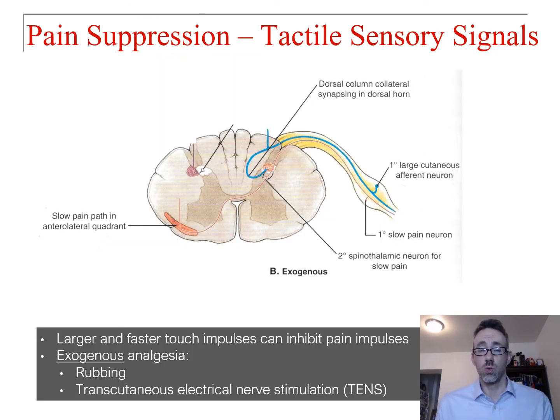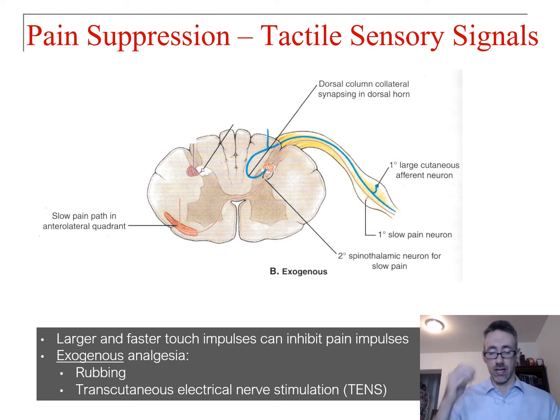In addition to having that descending pathway of pain suppression coming from the periaqueductal gray region, we can also use what we call tactile sensory signals. This is called the gate theory. So in gate theory, for example, if I bump my head or my elbow on something, one of our first instincts is to rub that region, right? And in fact, there's a reason we do that. It's because rubbing something makes it feel better.